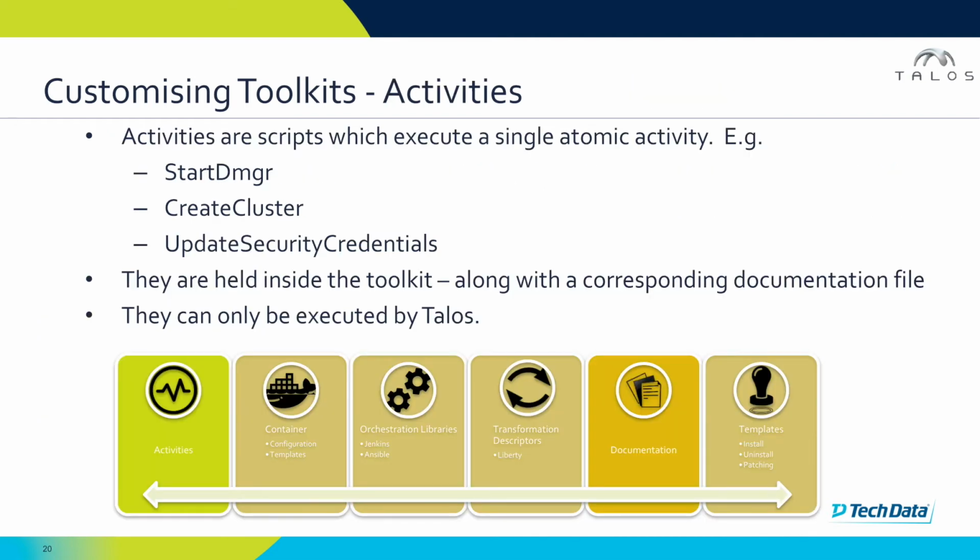So toolkits break down into a number of different sections, one of which is activities. Activities are scripts that execute a single atomic activity. So whether it's start DMGR, install cluster, create profile, add node, those things, we have created the scripts and we're responsible for maintaining them, and they are, as far as we can tell, the perfect way of doing it. So those are held inside the toolkit along with some corresponding documentation that describes how it's used. And they can only be executed by Talos.